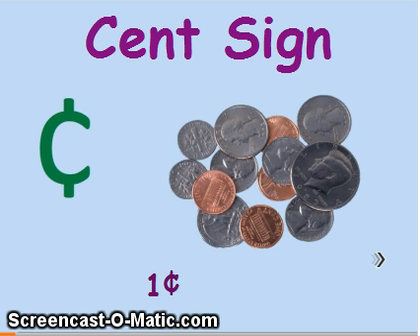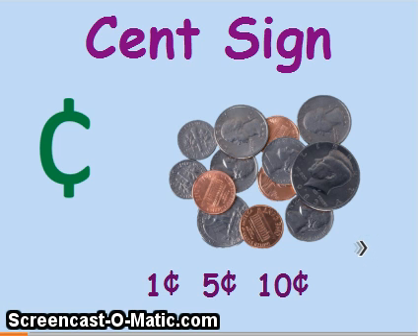Can someone tell me what it would say if we had a 5 with a cent sign after it? It would look like this. How about a 10 with a cent sign after it? It would look like this. And finally, what about a 25 with a cent sign after it? What would it read? 25 cents. Great!